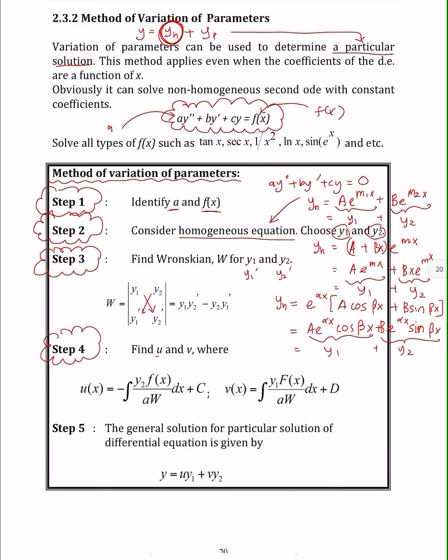We need to calculate u and v, where the formula for u is the integration of negative y2 f(x) over aW, and v is the integration of y1 f(x) over aW. After we obtain u and v, our solution yp is given by u y1 plus v y2. This is the general formula for the particular solution of the differential equation.